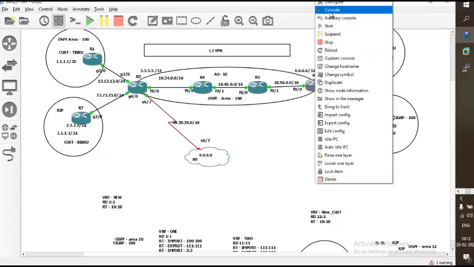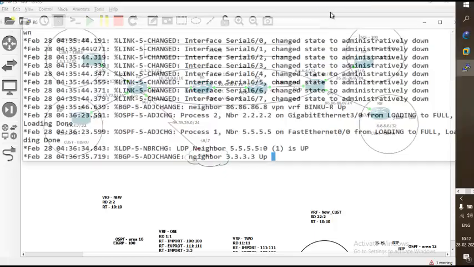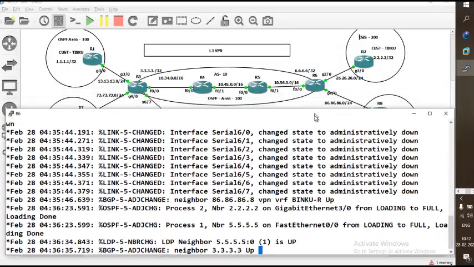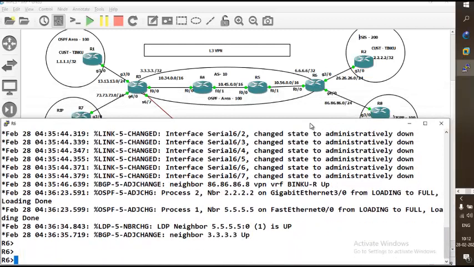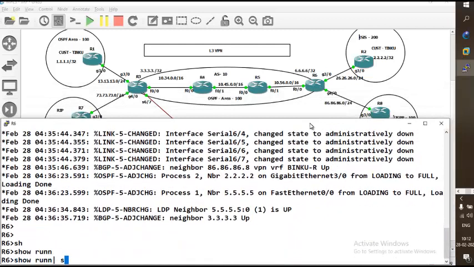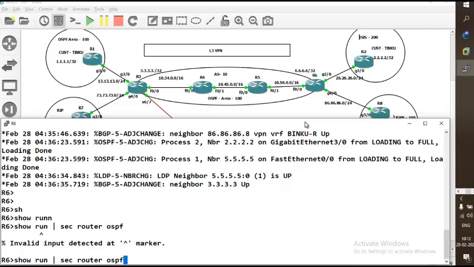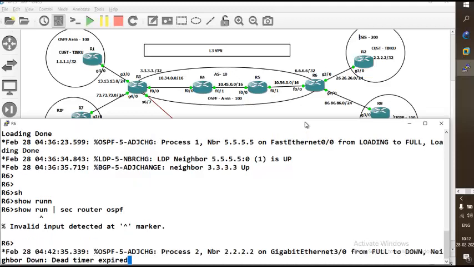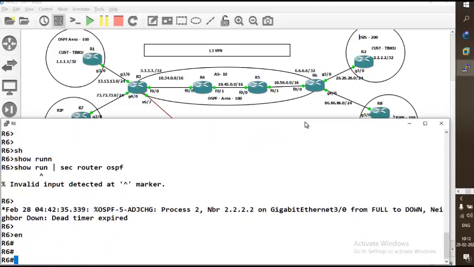Likewise, I have to remove OSPF on router 6 towards that VRF Tinko. So on R6, show run section router ospf. Here it won't come. The run command will not work in user mode. You need to go to privilege mode.